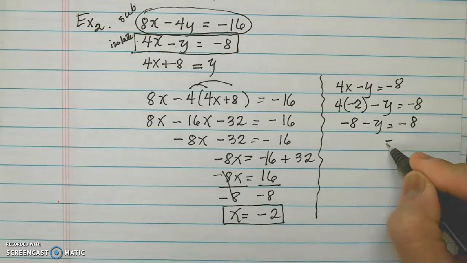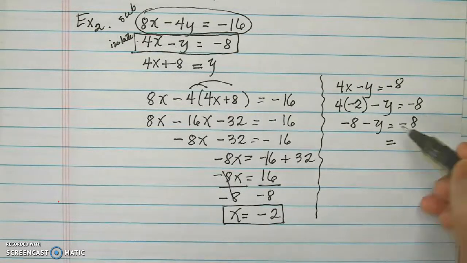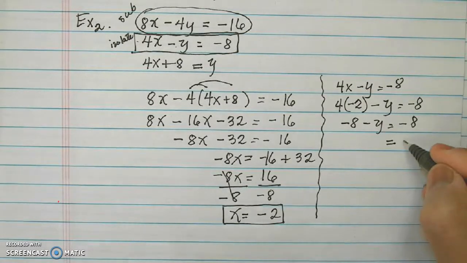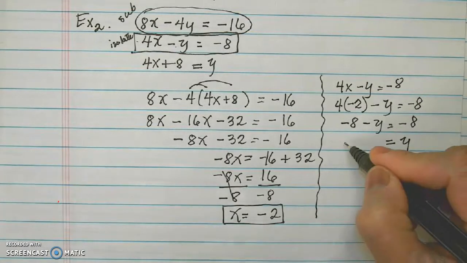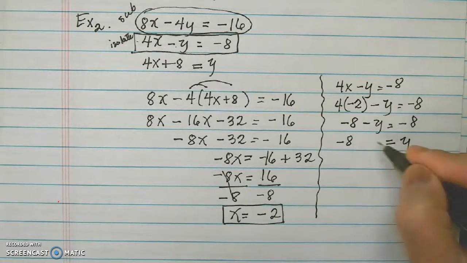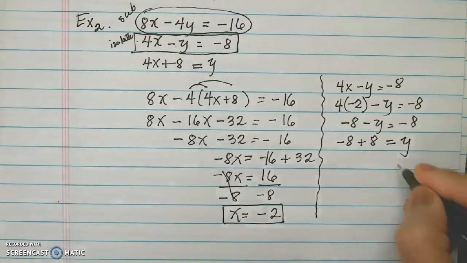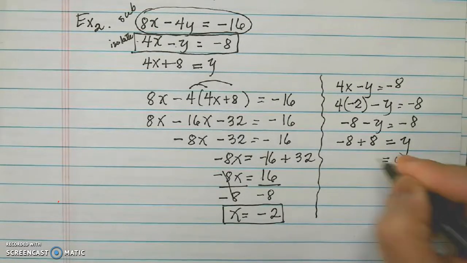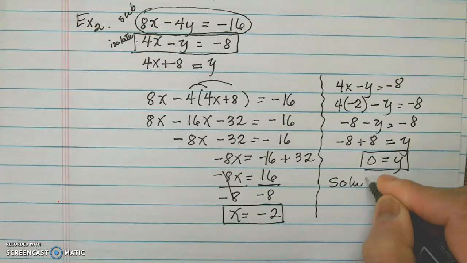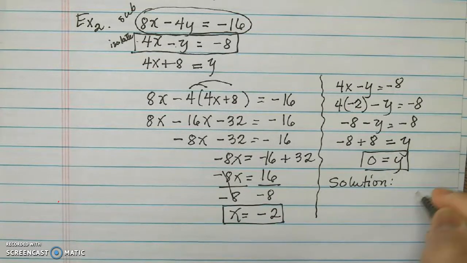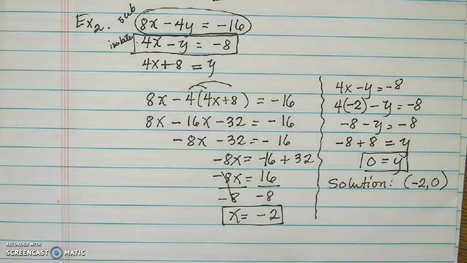Now let's look at this. I wanted my y to go to the other side, so that becomes a y. This now becomes negative 8 plus 8. So now your y is a 0. Your solution or your intersection point for the two lines is negative 2, 0. You can plug this in on the calculator and check it.